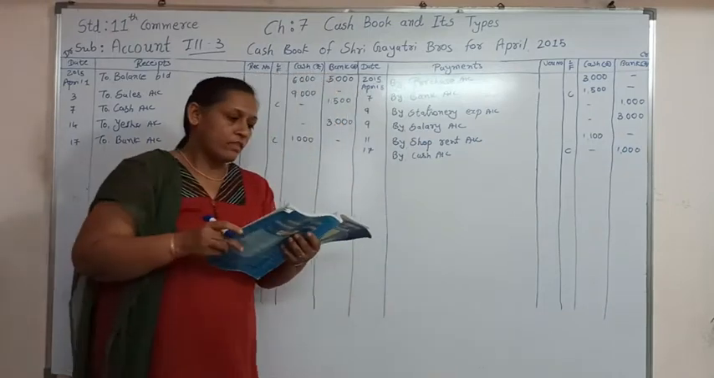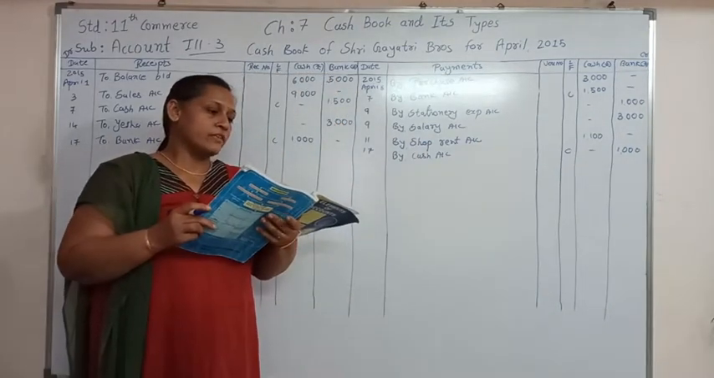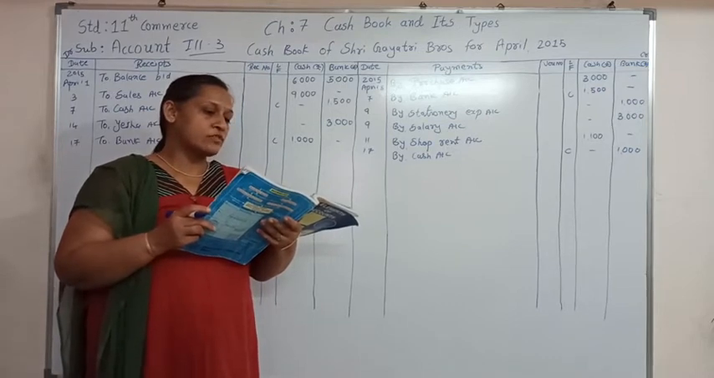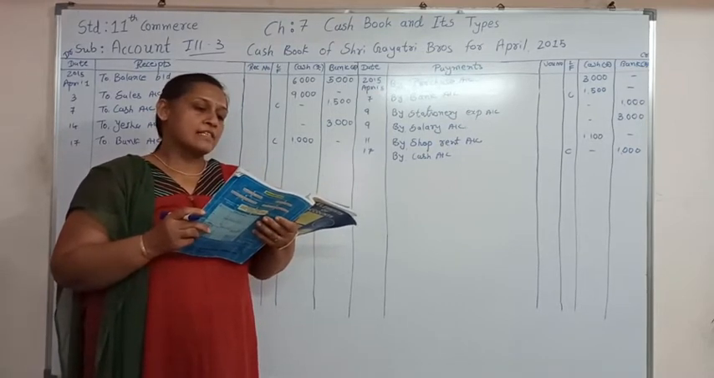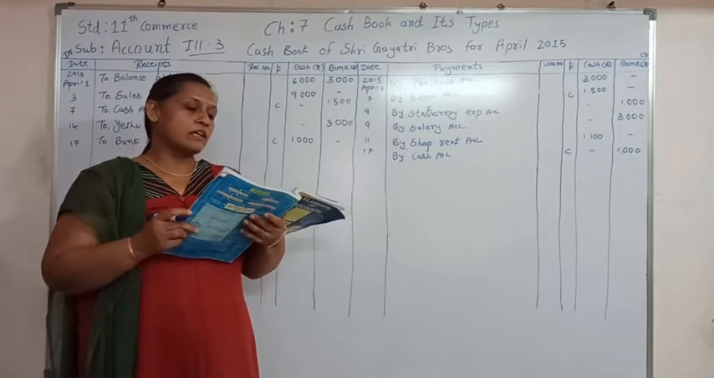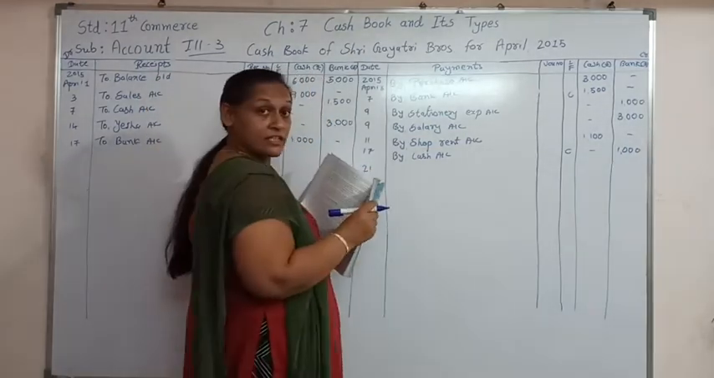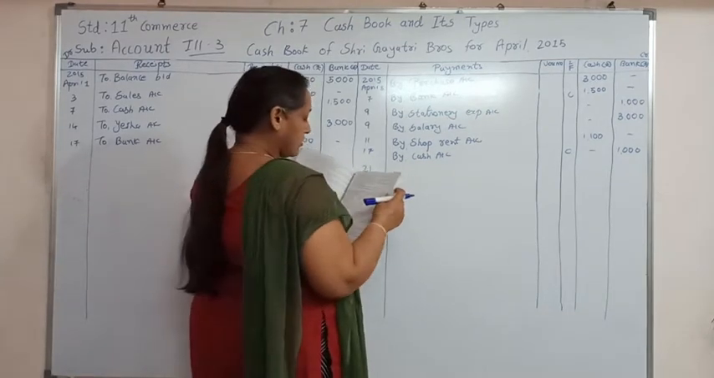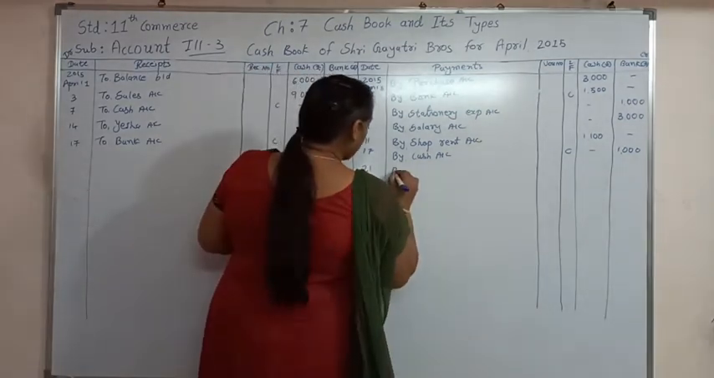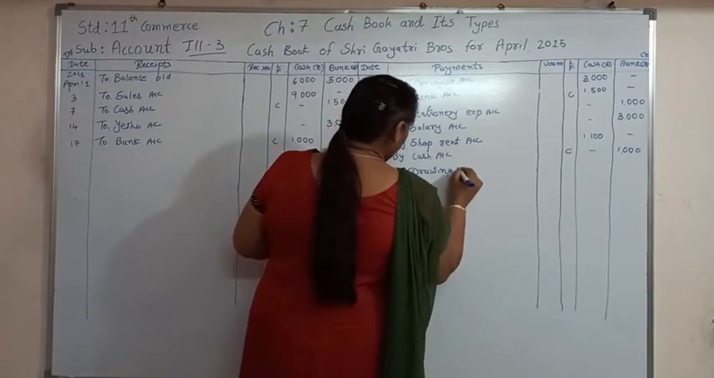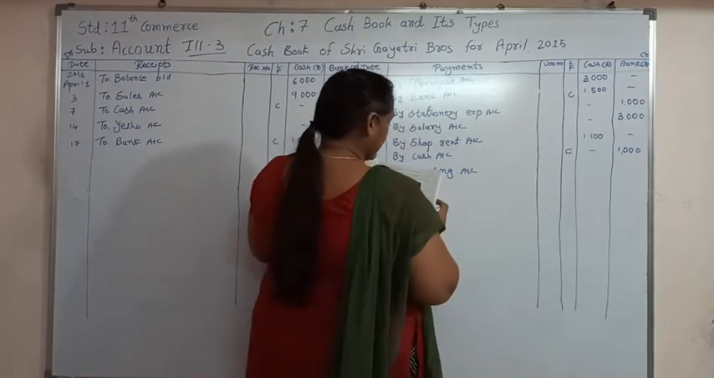Now on 21st, furniture of rupees 800 purchased for household and cheque for the necessary amount is issued from the bank account of the business. So this is a drawing, as the furniture is purchased for the house. So this is called drawing, by drawing account, and the amount is 800.